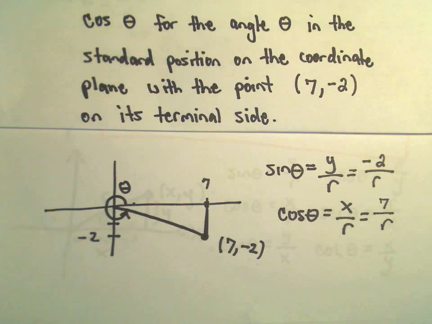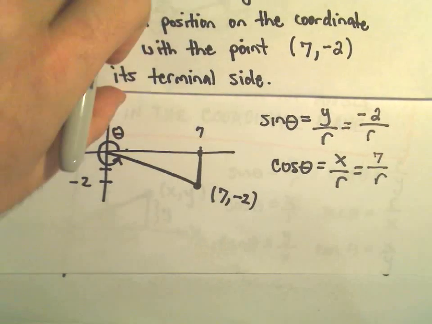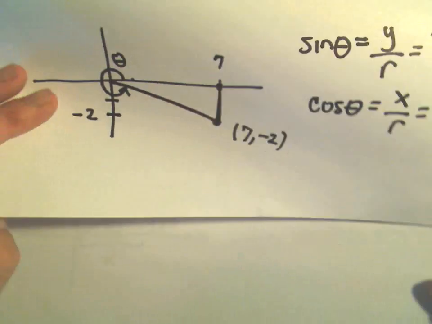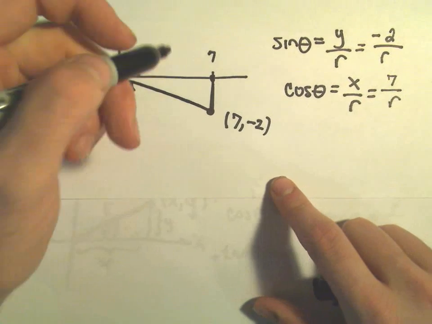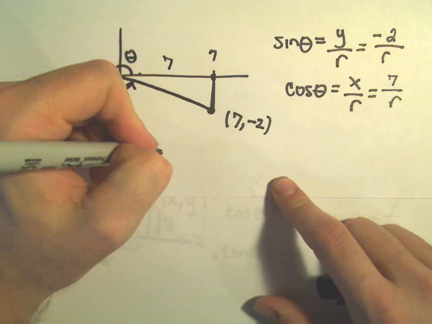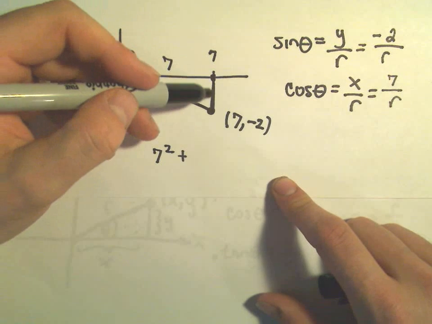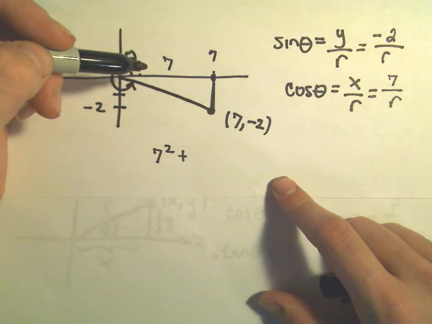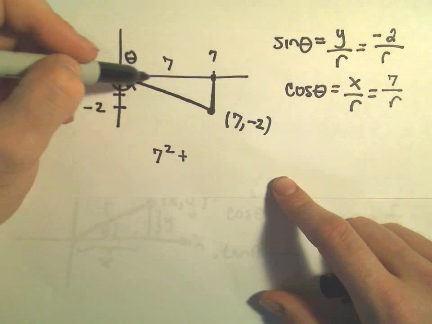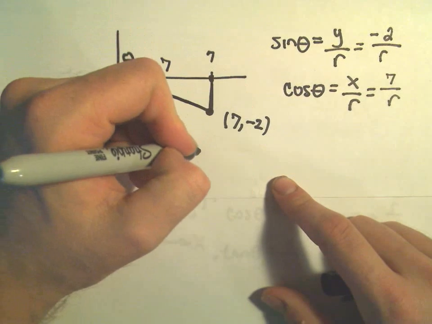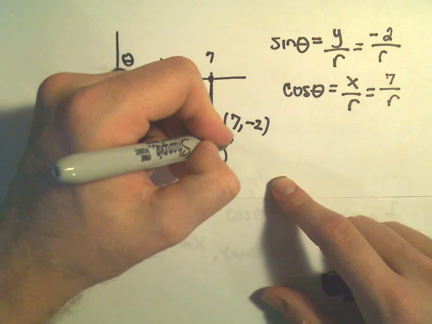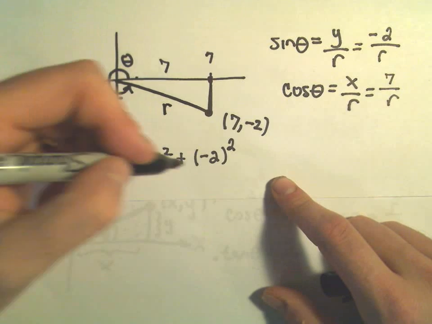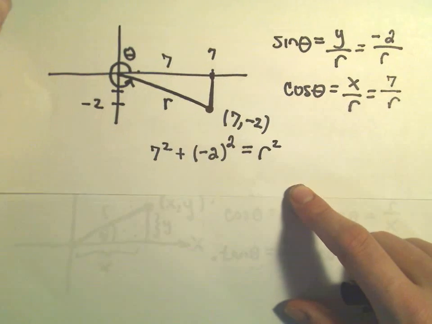But to figure out the r value, all we have to do is simply use the Pythagorean theorem. So let's see here. If we do the Pythagorean theorem, we would have 7 squared plus, okay, I know we've gone down -2. When you think about the Pythagorean theorem, you're thinking about lengths of triangles, but it's all going to work out the same since you're squaring it anyway. So I'm going to plug in -2 squared. That's going to equal r squared.